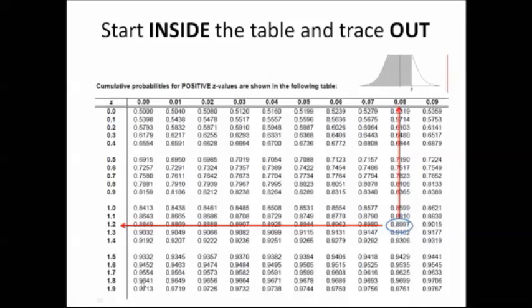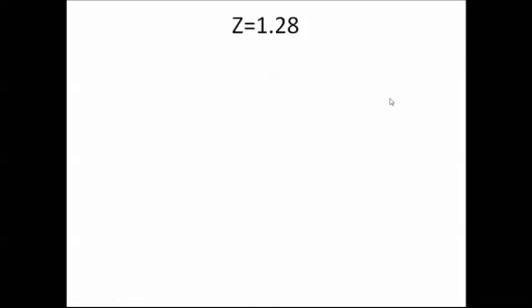So if we look, we're in row 1.2 and column 0.08. So if we blend those together for a z-score, we'll find that the z-score is 1.28. Now keep in mind, this is just a standard score. It's unitless, has nothing to do yet with the SAT. But it is the standard score that would separate the curve lower 90% from the upper 10%.